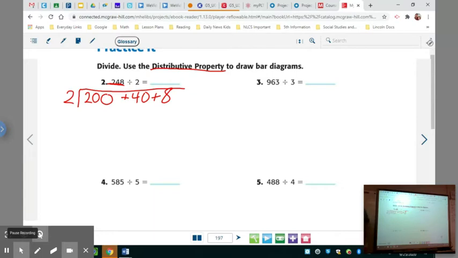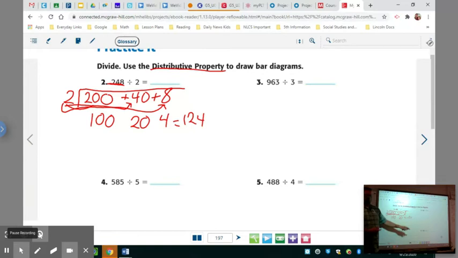That 2 right there. So Sailor, how many times will 2 go inside of 200? She says 100. Sailor, how many times will 2 go inside of 40? 20. How many times, Sailor, will 2 go inside of 8? And when you add those up, what do you get? Good job. 124. That method's pretty easy, isn't it? I kind of like that method.